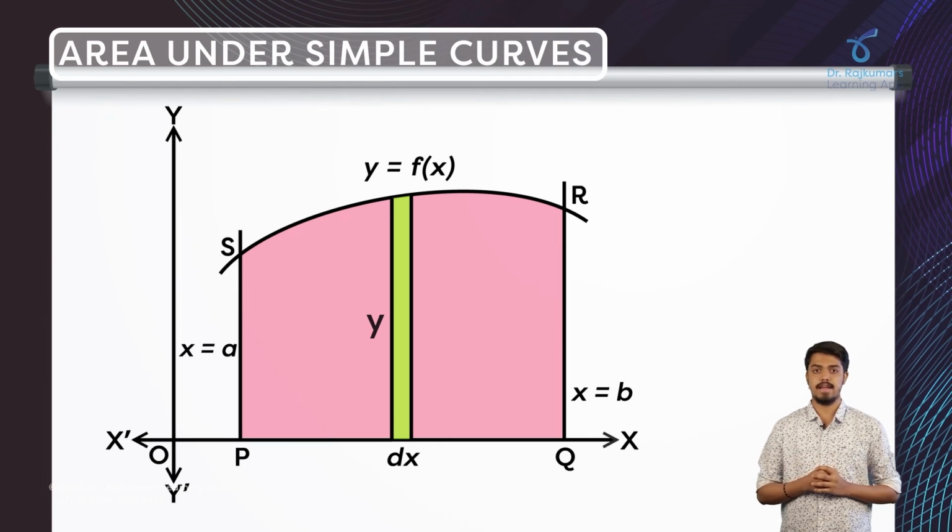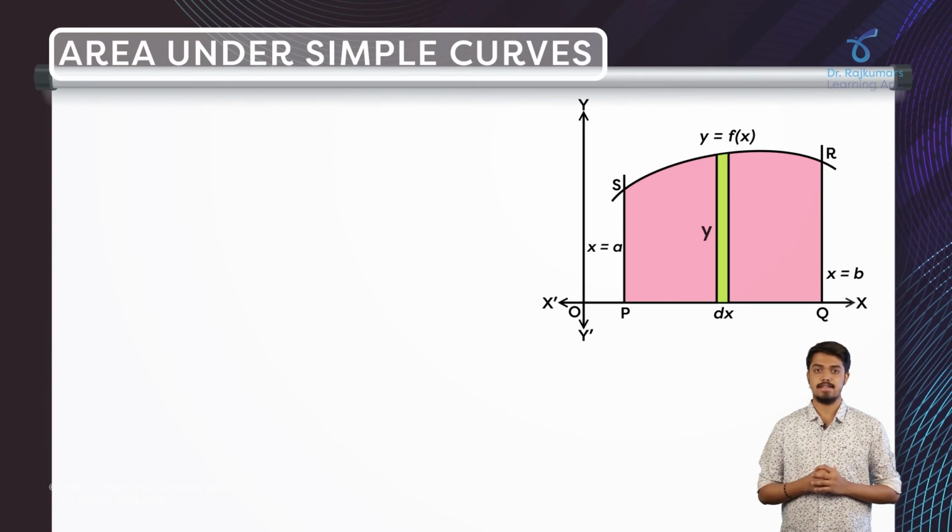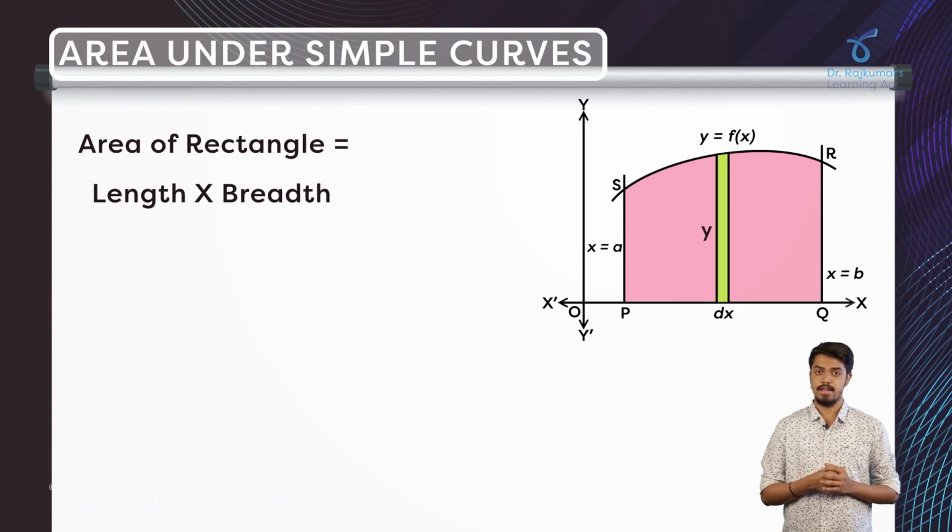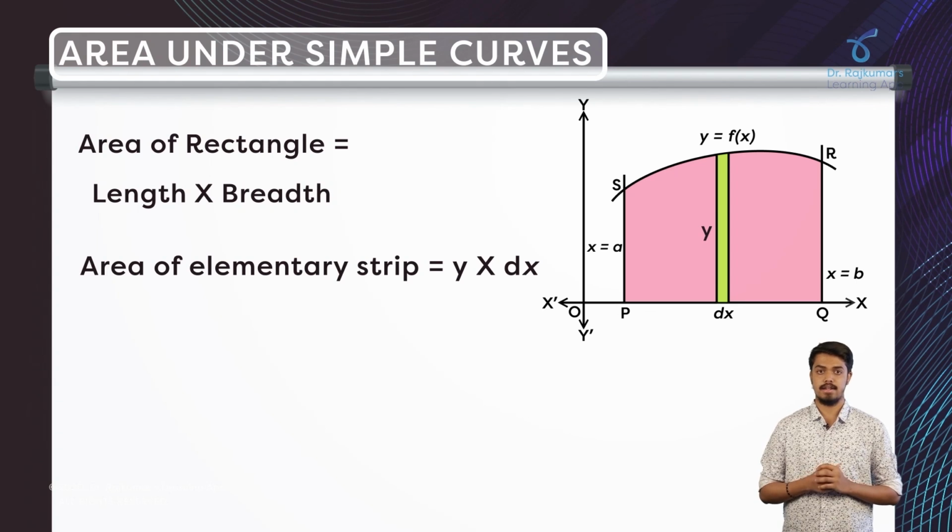So now we have to calculate the area of that thin slit rectangle. So what is the area of the rectangle? The area of the rectangle is nothing but length into breadth. Here the length is given by y and the breadth is given by dx. So thus the area of one single thin slit is given by y into dx.